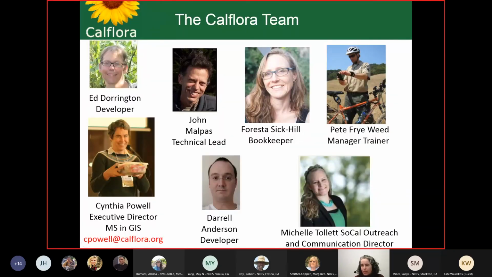Here's the Calflora team. And as Rob mentioned, I have my MS in GIS, and there's my email address, cpowell@calflora.org. If you have any questions, feel free to contact us. My colleague, John Malpaz, is our technical lead, and he's also on the line.